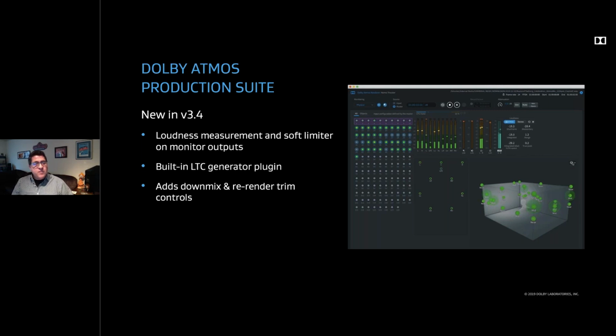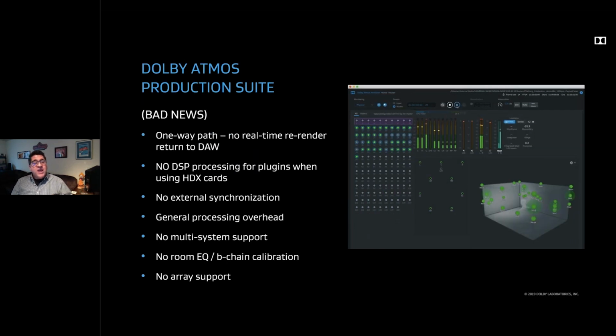So a few slides ago, I said good news. Now, whenever somebody says, here's the good news, there's a little bit of bad news. It is a one-way path. There is no real-time re-render return back into the audio workstation for recording your stems back into the DAW immediately, or going back to the DAW with a 5.1 re-render to go into an outboard loudness measurement tool. Production Suite has its own loudness measurement, but some people like to use outboard plugins, and you don't have that routing path available with Production Suite.